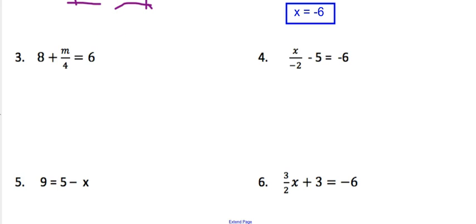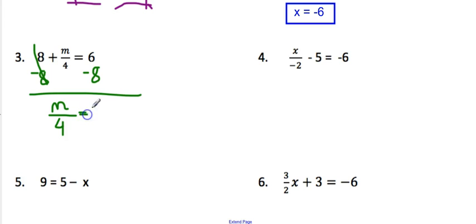So first off, you've got an 8 out front and you've got this 4 attached to the variable. So again, you can't deal with anything attached to the variable until the very end, so you have to add or subtract first. So I need to get rid of this 8 out front, and that 8's positive since it's out front, so the opposite of an 8 is going to be a -8. So I'm going to subtract 8 from the left side, which means I need to do it to my other side over here. And then 8 minus 8 is 0. I can bring down that m over 4.